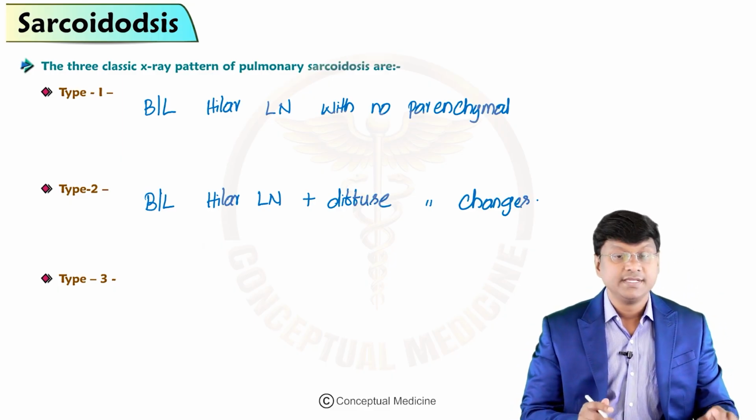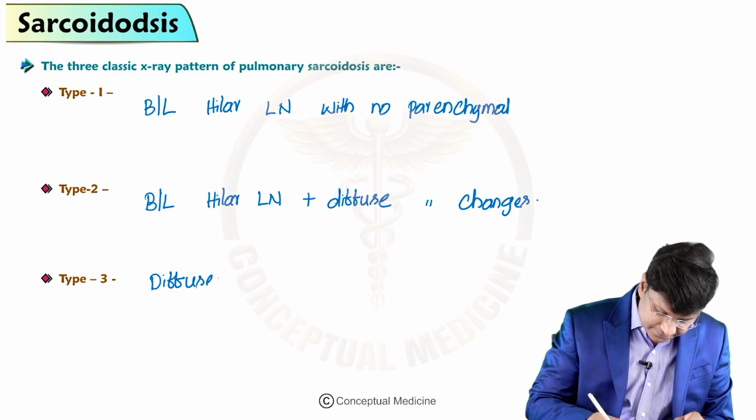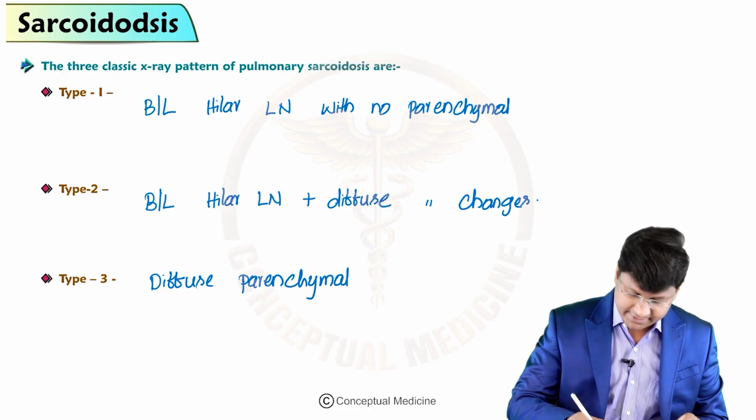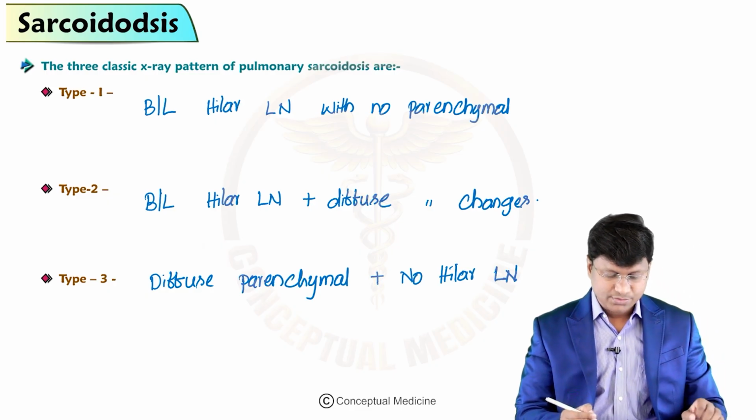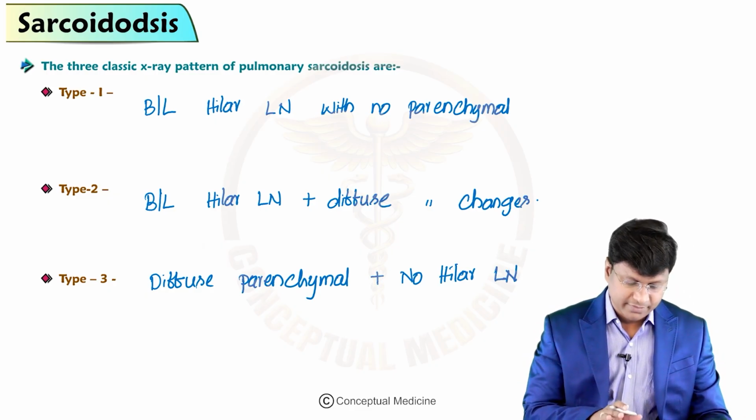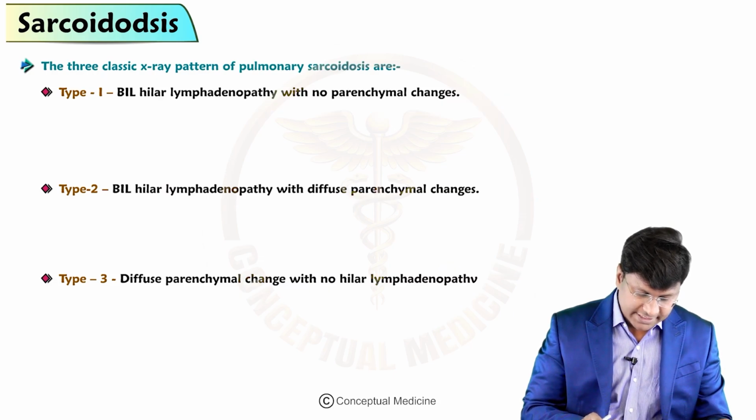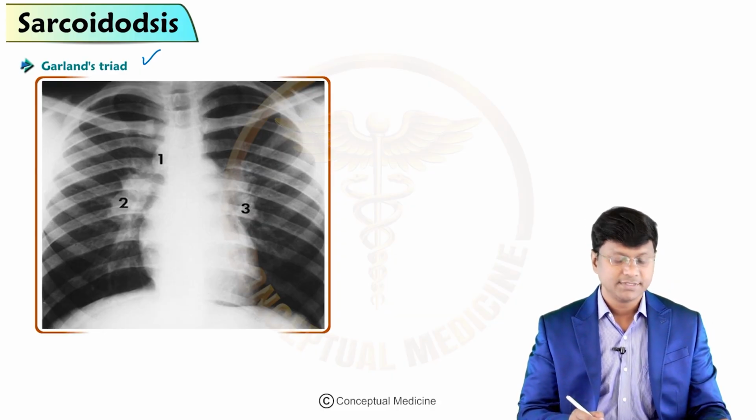Whereas in type 3, the individual will have diffuse parenchymal involvement, but there is no hilar lymphadenopathy. That is what the X-ray pattern will be in pulmonary sarcoidosis, type 1, type 2 and type 3. Now, in pulmonary sarcoidosis, you have to remember one important triad that is called the Garland's triad.